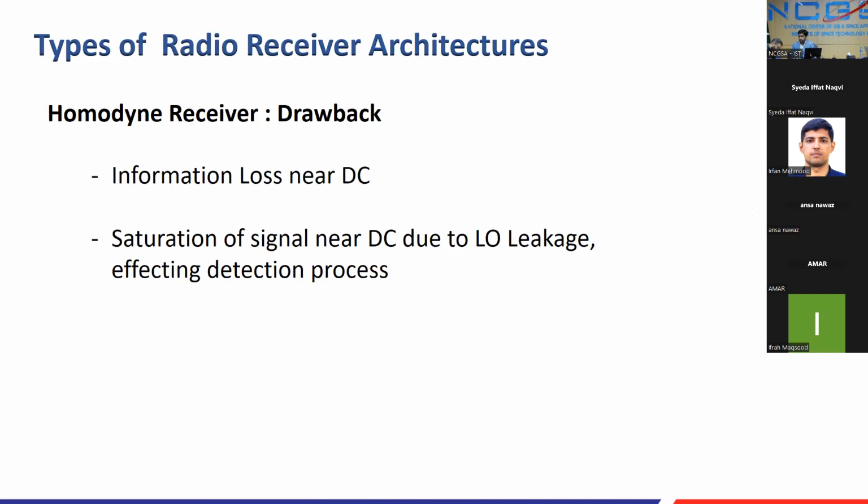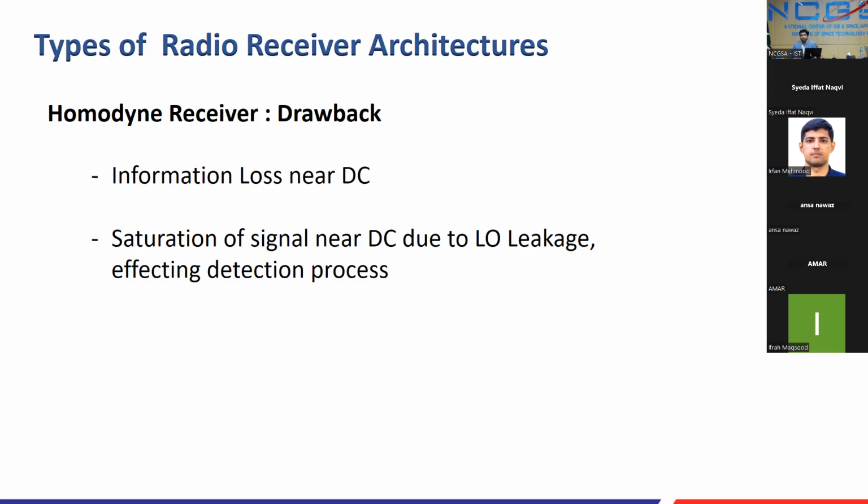Then, as stated there, there is information loss near DC. Another problem occurs due to DC leakage, which affects the detection process. I am sharing with you that there's a blind spot of the radar system where it cannot see. That is known as the blind range in FMCW radar. In a pulse radar, the blind range is actually the transmission time of the radar pulse.